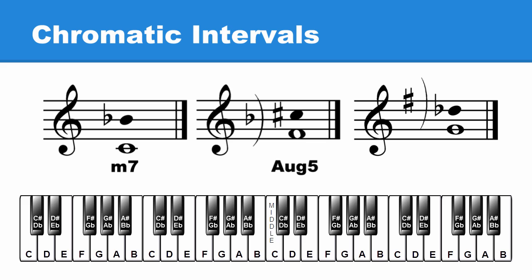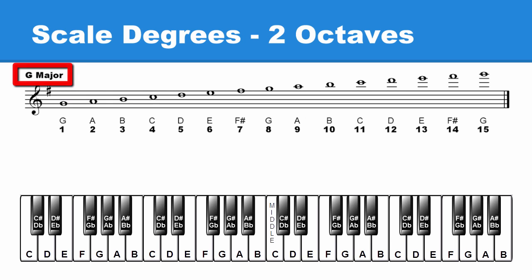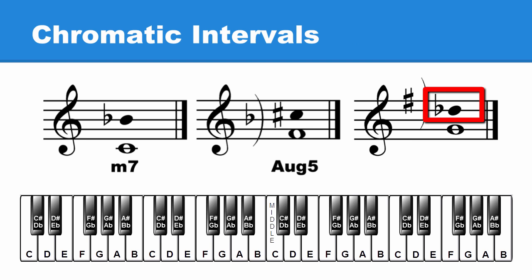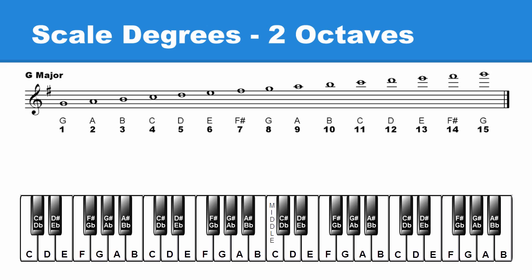The last interval has G on the bottom and D flat on top. So G major scale it is. Looking at the G major scale, we see there's a D, but no D flat. D flat is not in the G major scale, so we know it's a chromatic interval. The D in this interval has a flat in front of it, which means it's been lowered by 1/2 step. In the key of G major, D is scale degree 5.